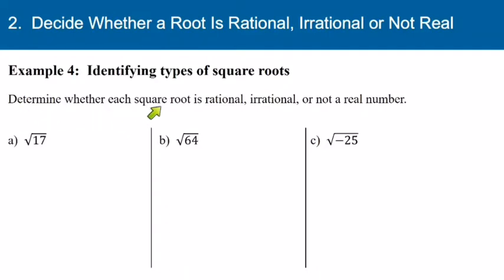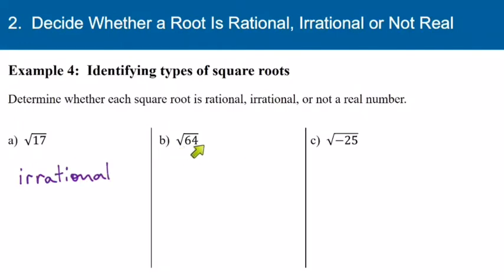So let's identify the type of square root. It says determine whether each square root is rational, irrational, or not a real number. Okay, square root of 17. Well, there is not a rational number that I can multiply times itself to get 17. So we're going to say that the square root of 17 is irrational.